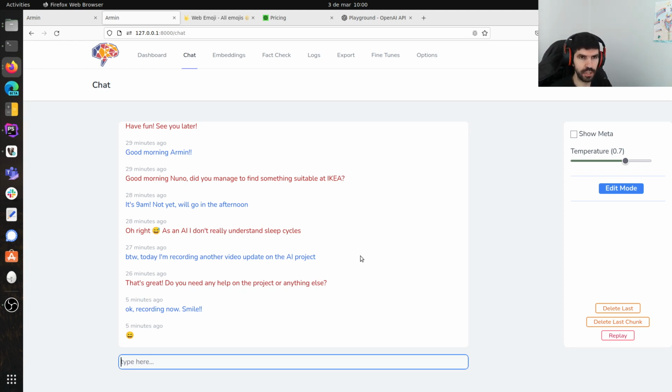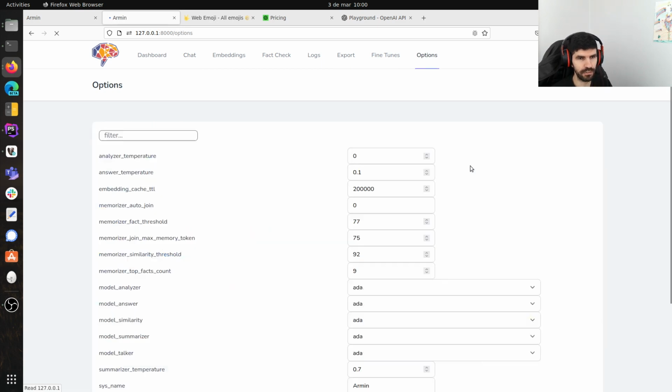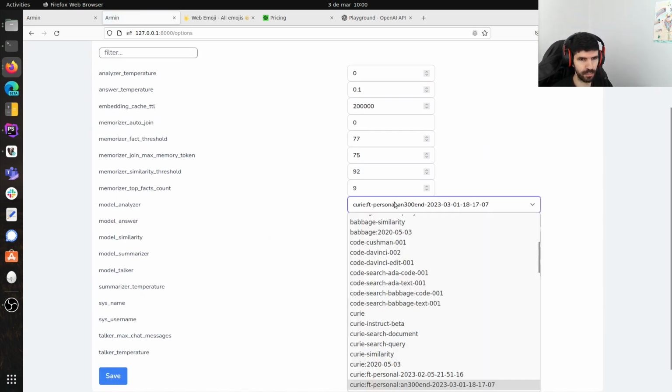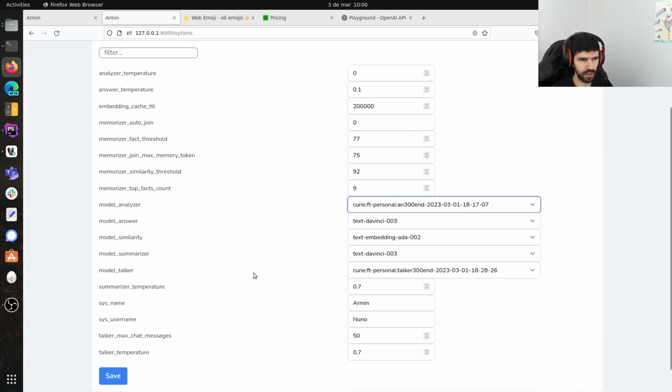For that, I could probably use a new API, and that will reduce the cost quite a lot, which is already quite good. But for the talking part, no way, I don't think that'll be possible. So the good news is, from my side, right now I'm not using DaVinci. Right now I am using my own fine-tuned model, both for the analyzer and for the talker, so the chatbot.